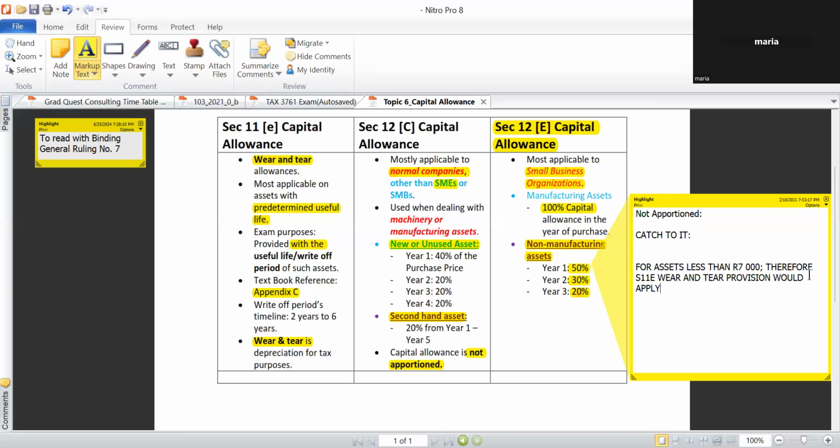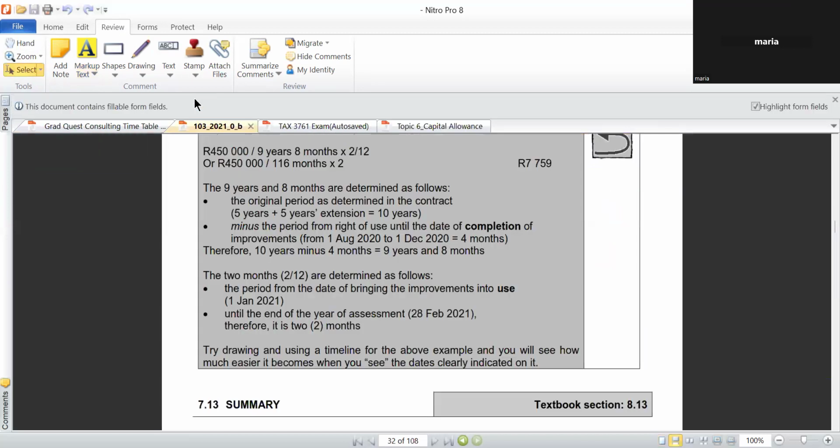But remember, also take note of what I'm about to put in brackets: no apportionment to be done. You don't apportion. That is if the non-manufacturing asset in question is less than the value of 7,000 rands. So here's what you do. You would apply the provisions of section 11E, wear and tear, without apportioning for the capital allowances in that case. And that was the example that we looked at.